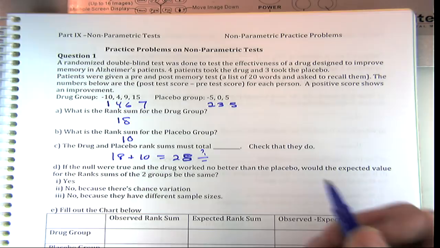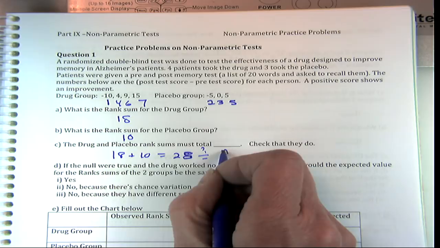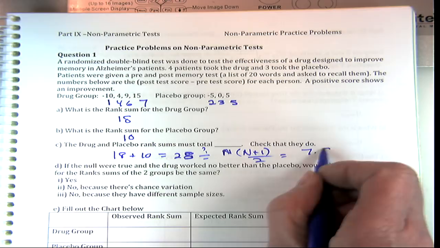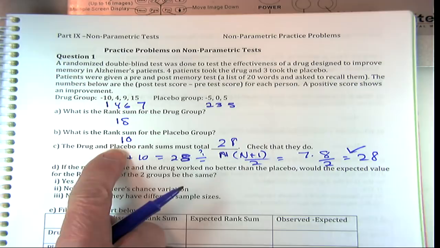Check that they sum to what? Remember the formula. This is something you need to know. That's going to be n times n plus 1 over 2. So in this case, it's 7 times 8 over 2, which is 28. So it does check. All right? So these are very, very easy ways to catch your careless mistakes on this. I would have caught my careless mistake.